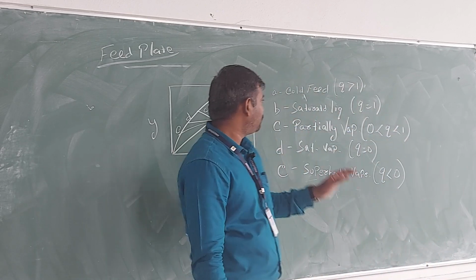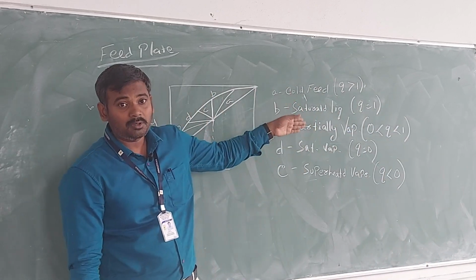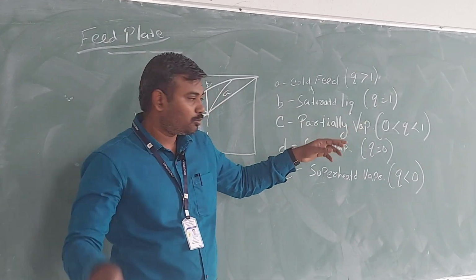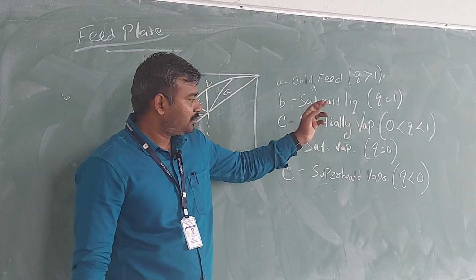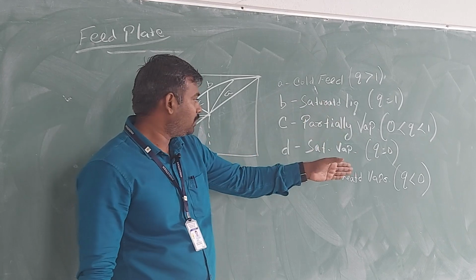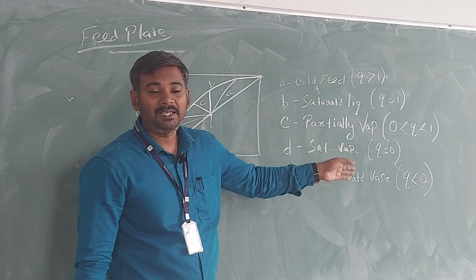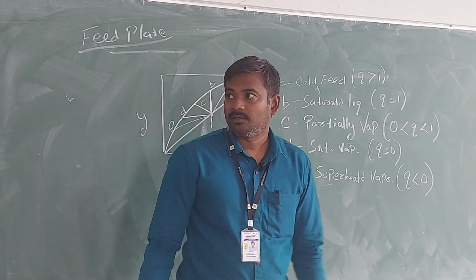A represents cold fluid, which is Q greater than 1. Then saturated liquid, that is Q equal to 1. Partially vapor, where 0 is less than Q and Q is less than 1. And saturated vapor, Q equal to 0. And superheated vapor, Q less than 0. So these are the conditions.